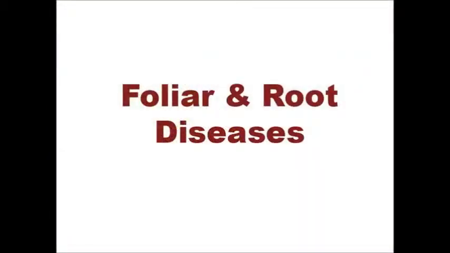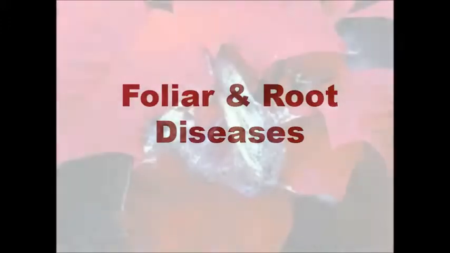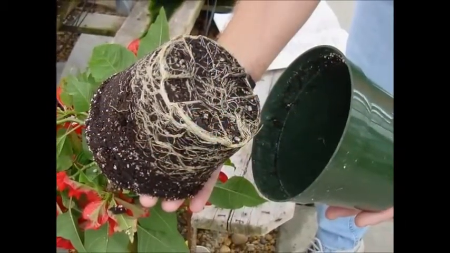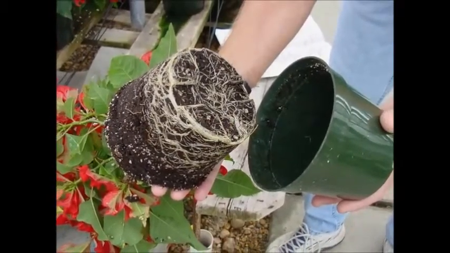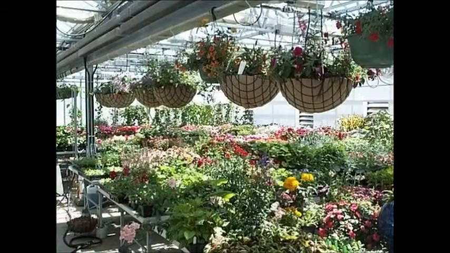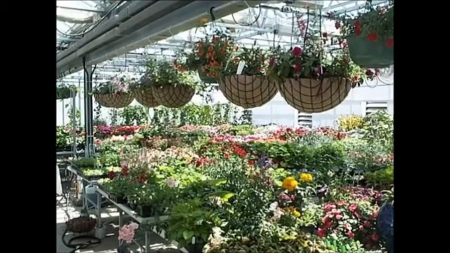Plant diseases may be divided into two major groups: foliar diseases and root diseases. Foliar diseases occur mostly when it is cool and damp. Root diseases occur most often when the growing media stays wet for long periods of time. All plant diseases live best in a moist, humid environment.